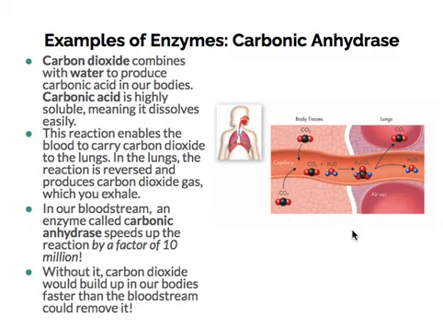In our bloodstream, an enzyme called carbonic anhydrase speeds up this reaction by a factor of about 10 million. Without it, carbon dioxide would build up in our bodies faster than we could remove it from our bloodstream. So enzymes within living things are extremely important for us maintaining homeostasis.